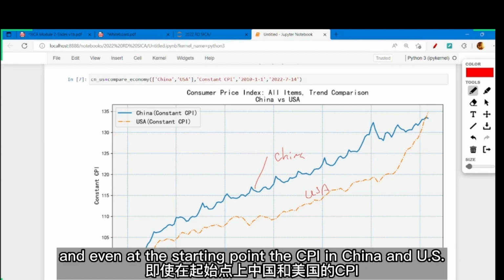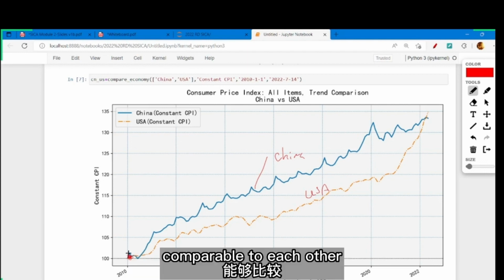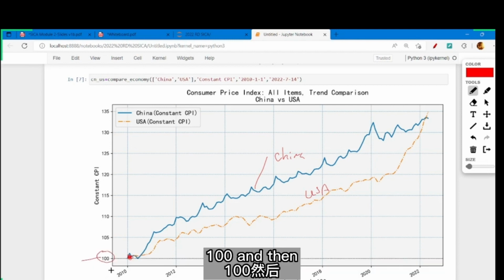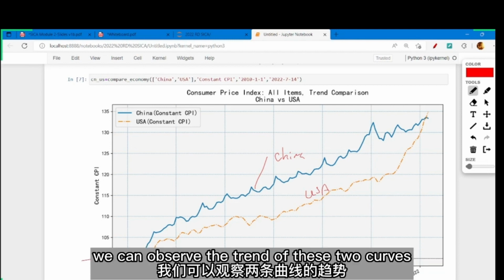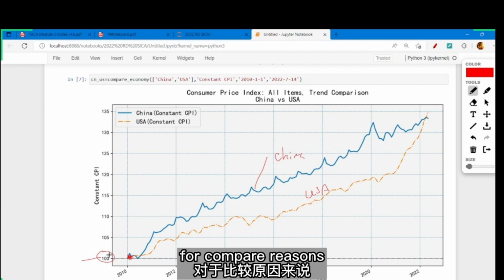Actually, even at the starting point, the CPI in China and US are different. However, in order to make the CPIs of China and US comparable to each other, we set the same benchmark values at the beginning to 100. And then we can observe the trend of these two curves. And this method is pretty convenient for comparisons.